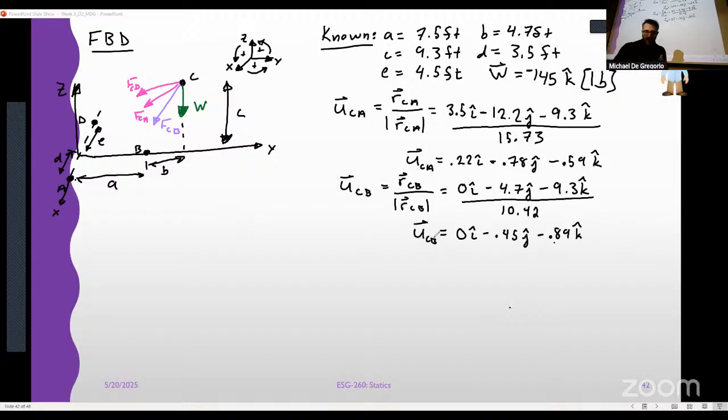Okay. Fantastic. One more. UCD. And UCD is, you guessed it, RCD divided by the magnitude of RCD. In this case, well, we need to go negative E in the x direction, so minus 4.5 I. But the rest of it should look like how we got to A.